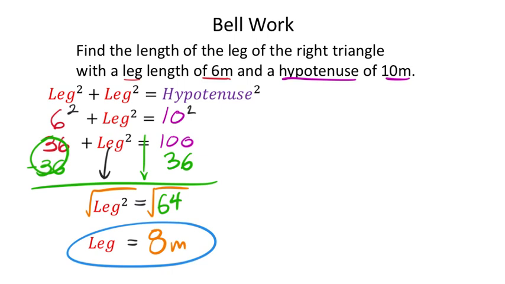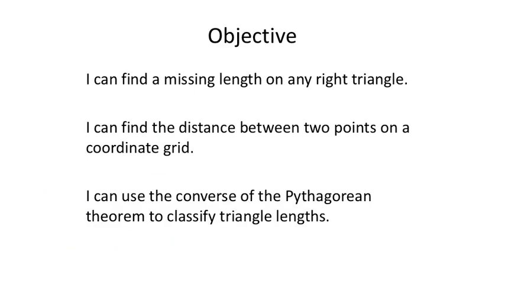Today, we're going to be using the Pythagorean theorem for pretty much the same idea, but we're going to have to do some thinking as well. We'll be applying it to different situations. So our first objective, I can find a missing length on any right triangle. So that means legs or hypotenuse. And then I can find the distance between 2 points on a coordinate grid, which is going to make a right triangle for us, so that we can use the Pythagorean theorem. And then I can use the converse of the Pythagorean theorem to classify triangle lengths. So take a minute, copy that down, then we'll get started.